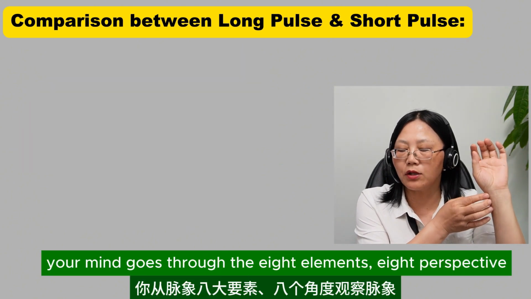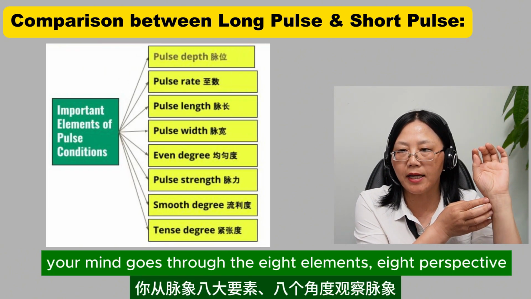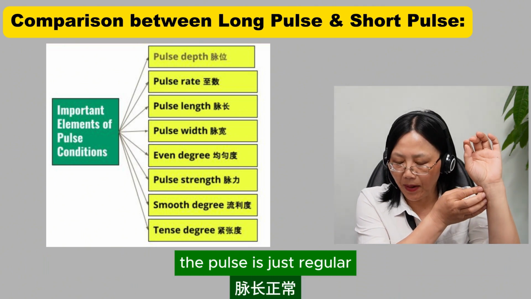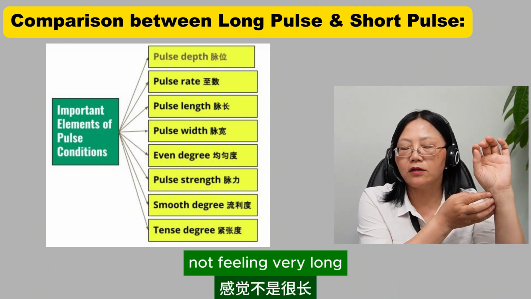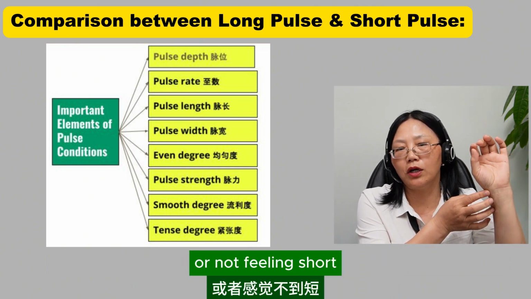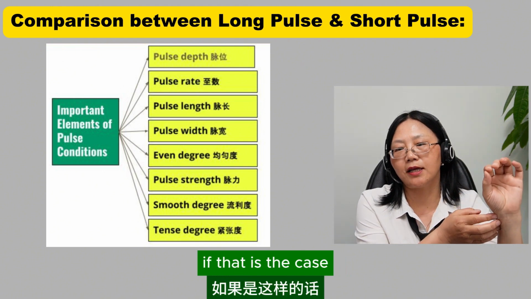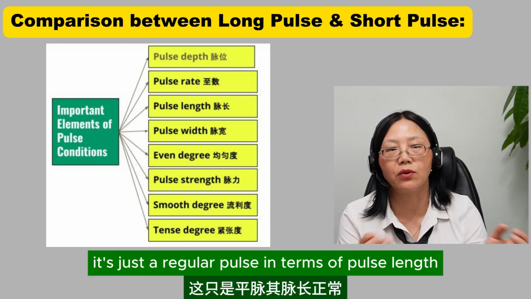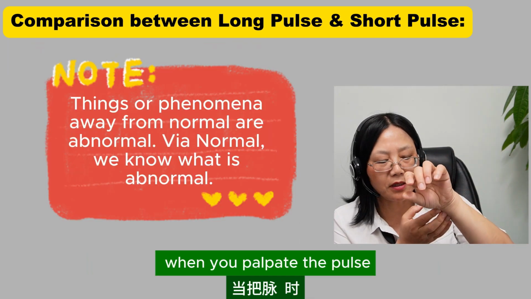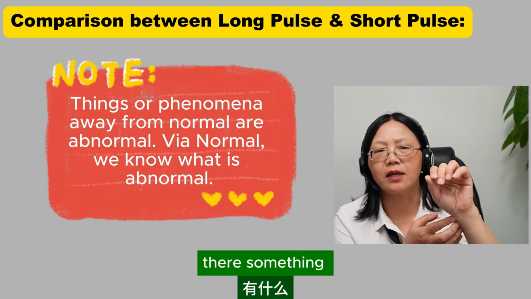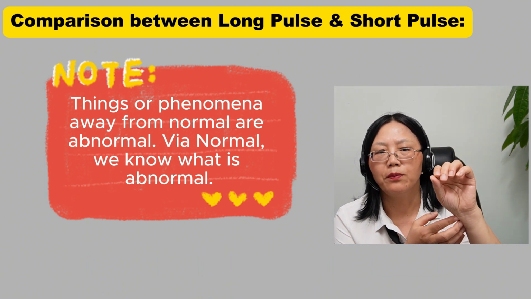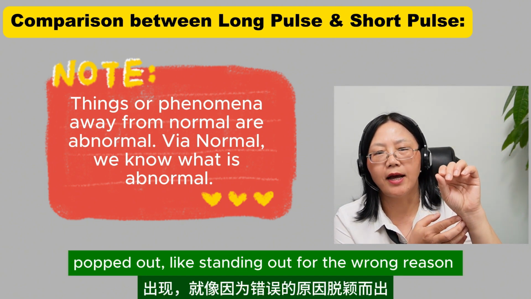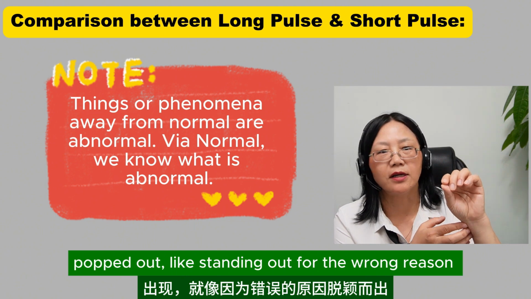Even though your mind goes through the eight elements, the eight perspectives, if you feel the pulse is just regular, not feeling very long or short, then you don't need to consider whether it's a long pulse or short pulse. It's just a regular pulse. When you palpate the pulse, there's something unusual popping out, standing out for the wrong reason.